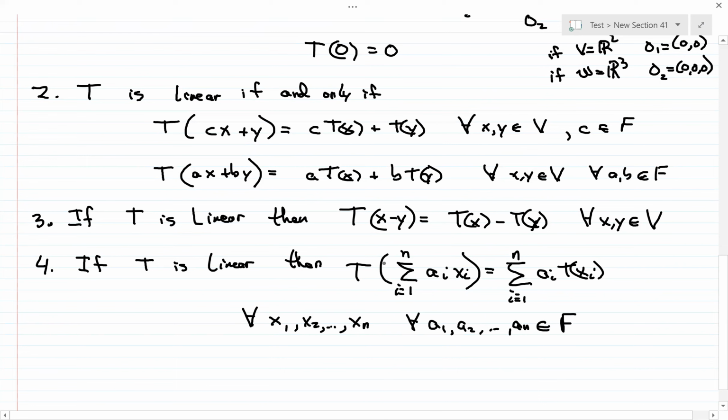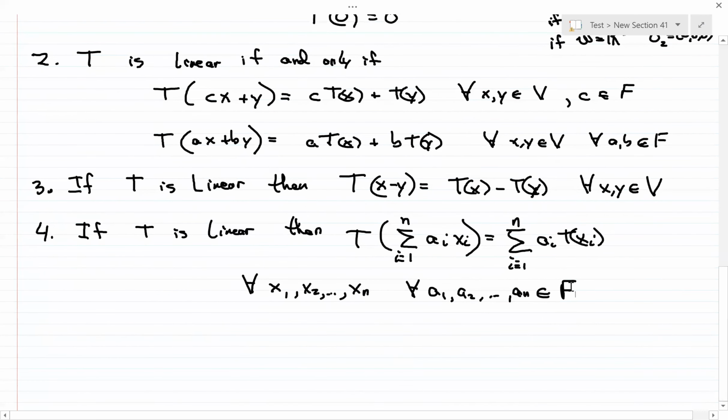Okay. Well, for some reason, they did this with just 2 terms first. This is the generalization of what I said up here. So I said if you had just a linear combination of 2 vectors, it would be a times T of x plus b times T of y. And they're saying if you had more than 2, it would look like this.